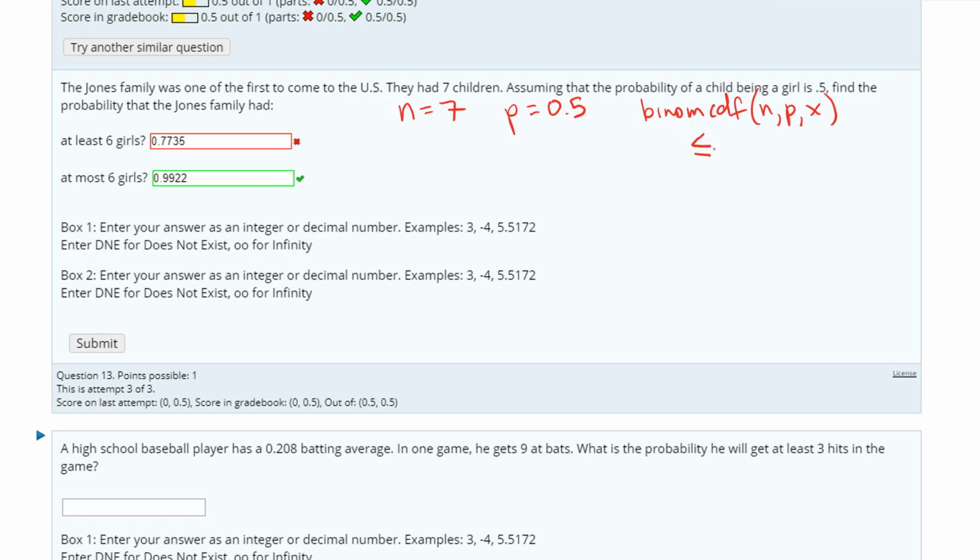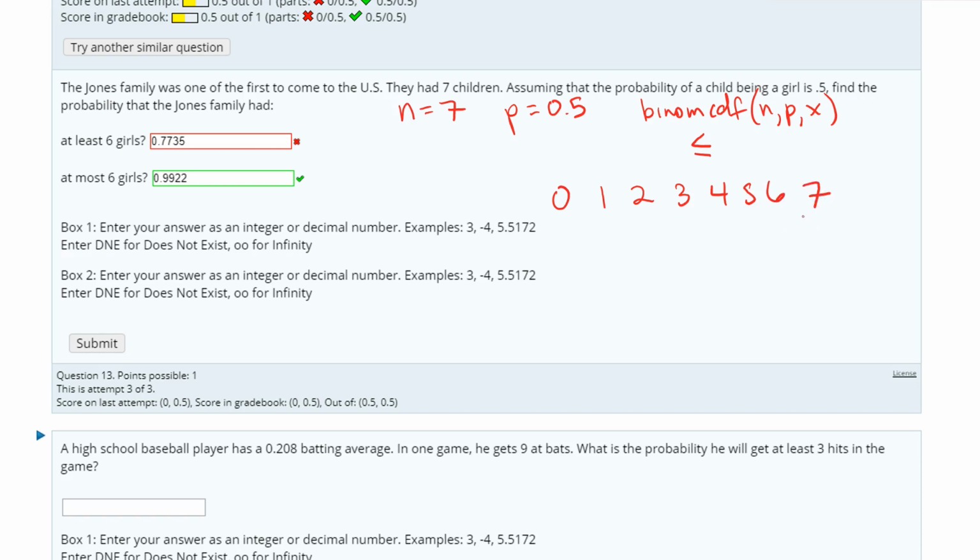And so if we ever need something like greater than or equal to, then we're going to have to work with some of the weird things that go on with having to calculate complements. So the way we think about this is, if we have 7 children, then how many successes can we have that are a girl? Well, we could have 0 girls, or 1, or 2, all the way up until we get to 7 successes.